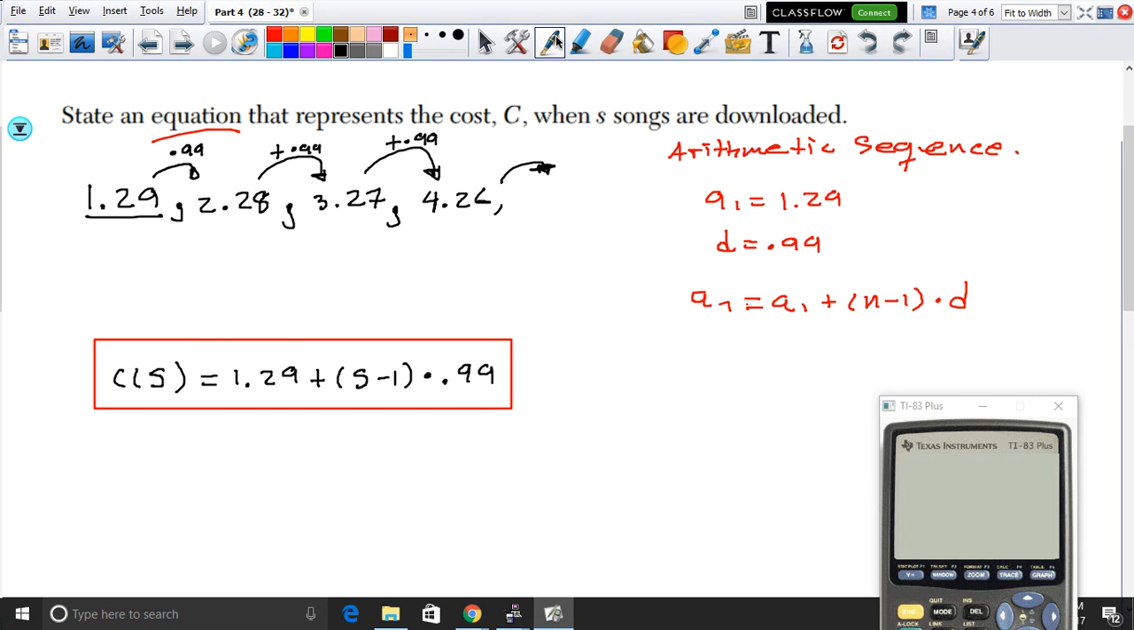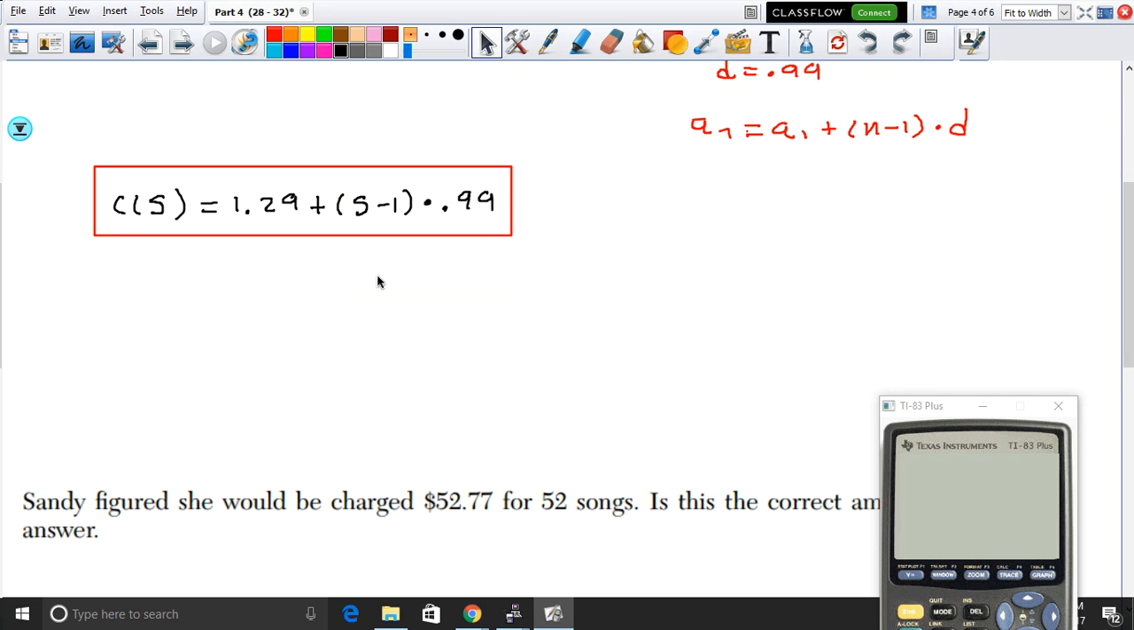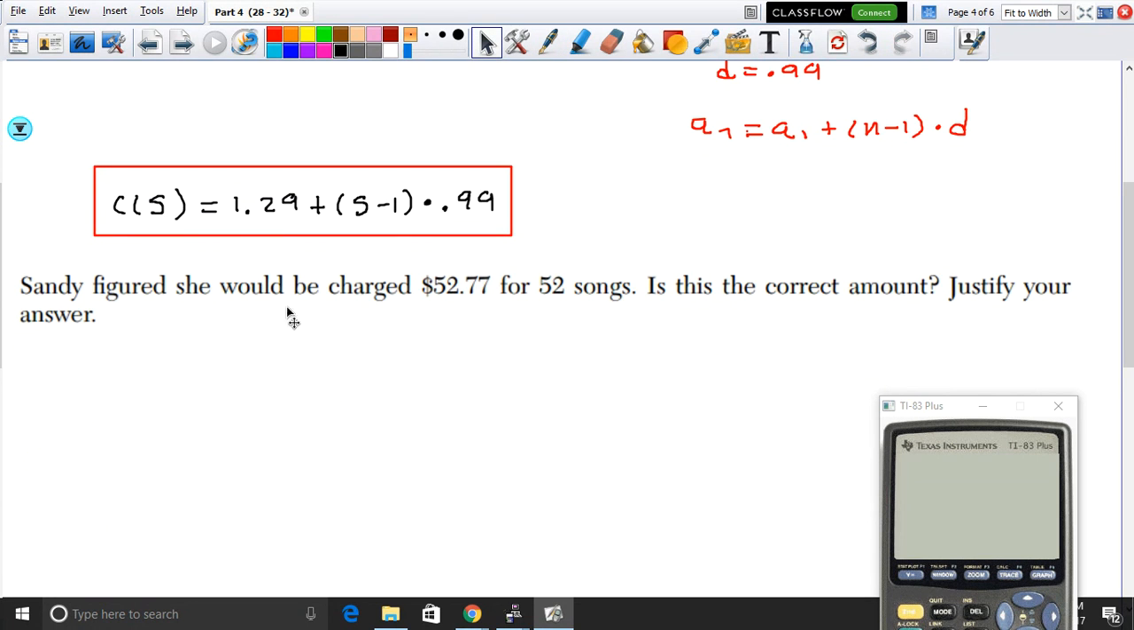And let's see, what are they asking us to do with such an equation? Well, it says Sandy figures she will be charged $52.77 for 52 songs. Is this the correct amount? Let's justify our answer. We have a function that can give us the cost. Now, the question is, what is going to happen when I buy 52 songs? But we know that in our equation, S is equal to songs.